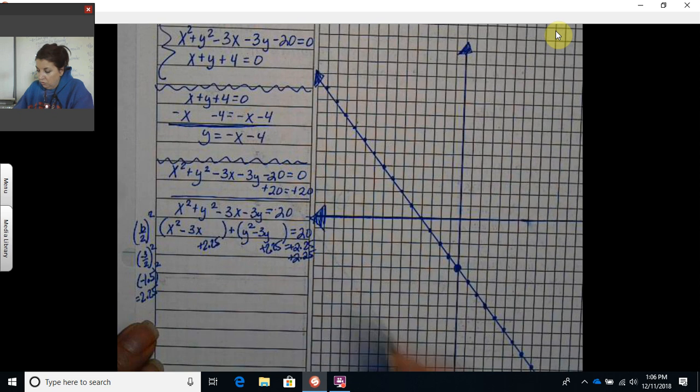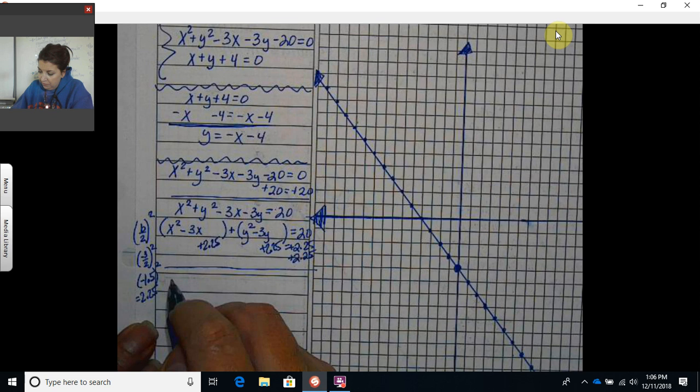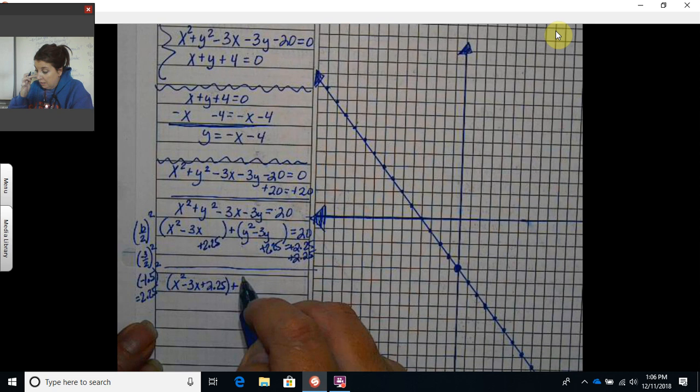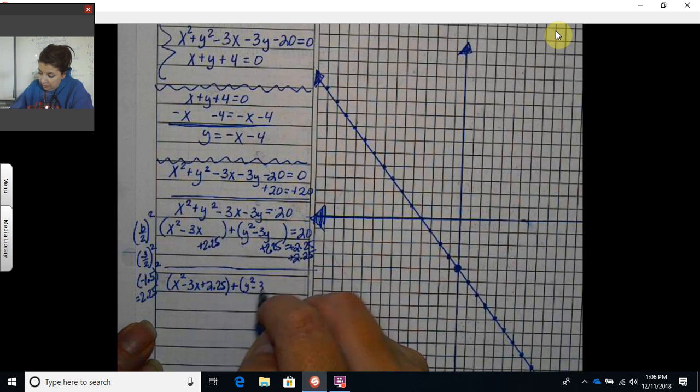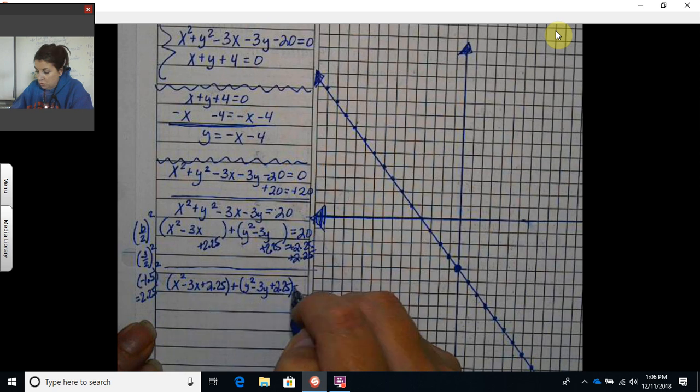So I have x squared minus 3x plus 2.25 plus y squared minus 3y plus 2.25 equals 20 plus 2.25 plus 2.25, which is 24.5.